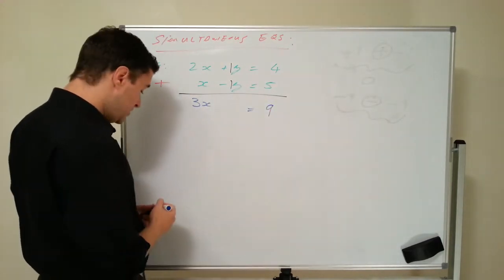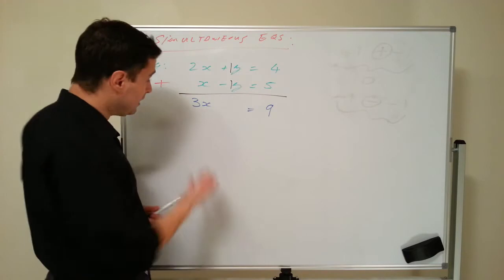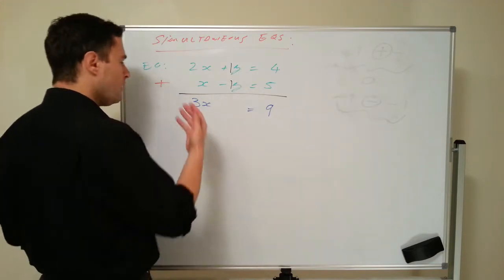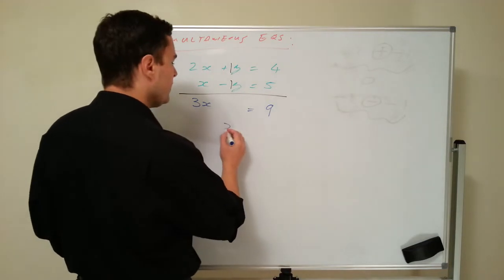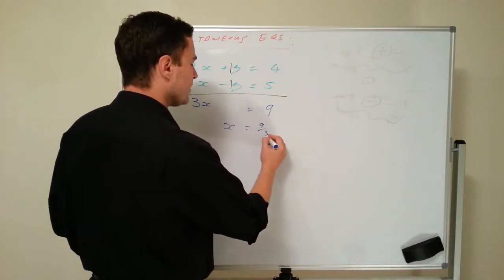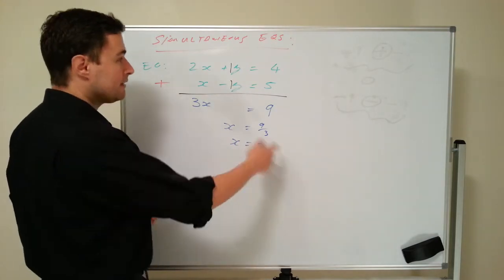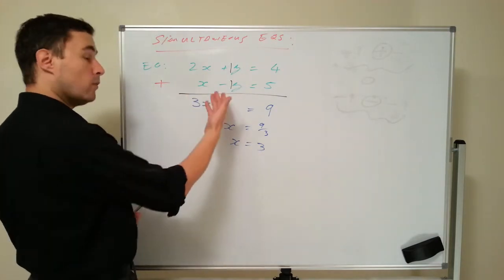And now we're just here with a linear equation with one variable. So it's easy to solve. Opposite of times by 3 is divide by 3. x equals 9 divided by 3, x equals 3. So there's x. Now all I have to do is find y.